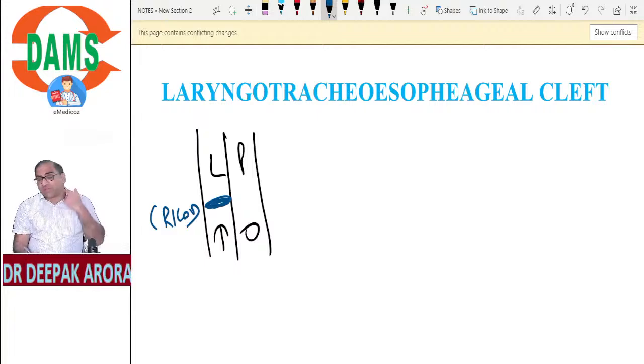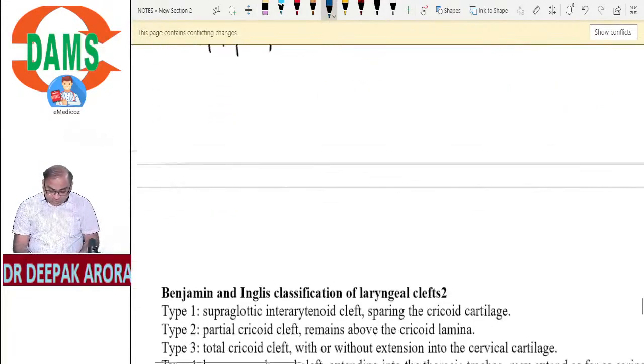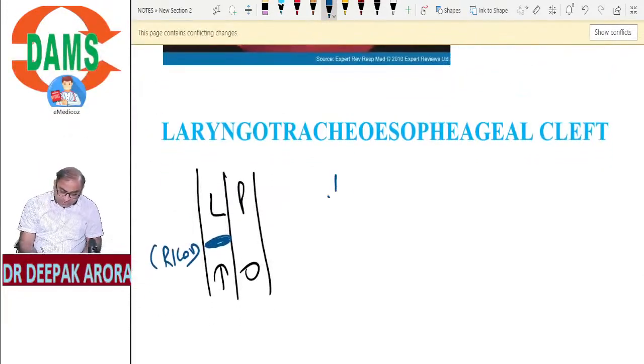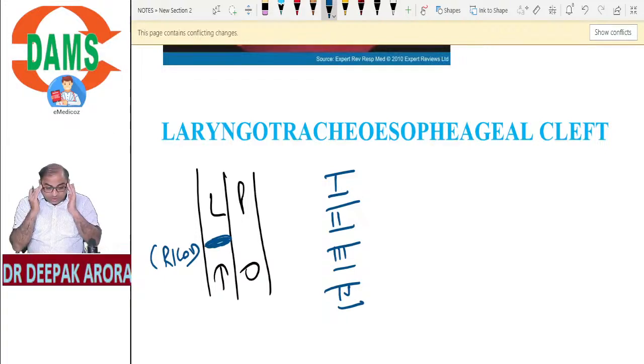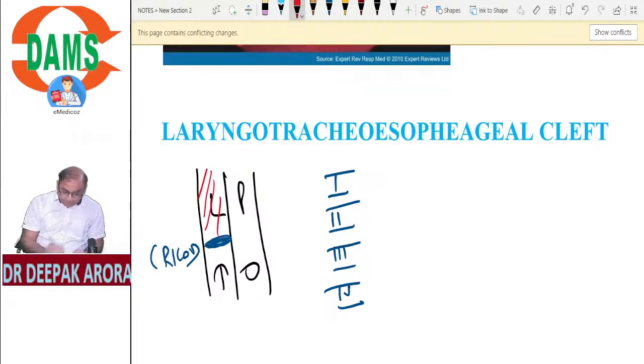There is a classification with the name of Benjamin classification. It divides into 4 types: type 1, type 2, type 3, type 4. Now listen carefully. The Benjamin classification is a little bit difficult, but we will try to simplify it for you. Type 1 is where there is a pathology only in the upper part.